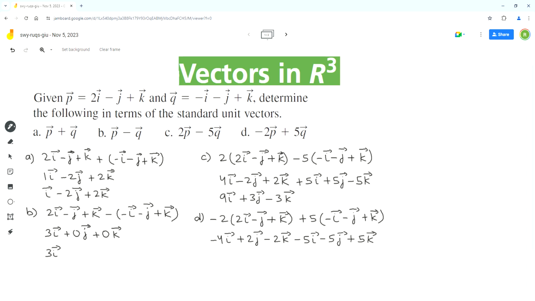Now we can combine the i, j and k terms. So for the i terms, we have to do negative 4 minus 5, which is equal to negative 9. For j terms, we have to do 2 minus 5, which is equal to negative 3. And for k terms, we have to do negative 2 plus 5, which is equal to positive 3. So this should be the final answer for part D. So these are the steps you have to keep in mind to solve a problem like this one.